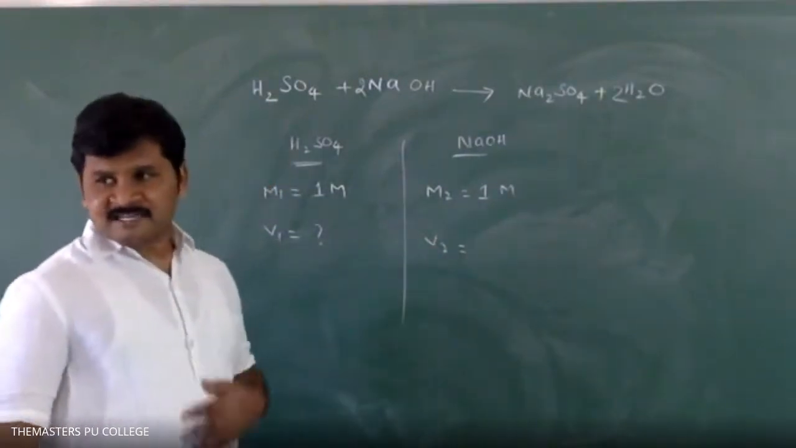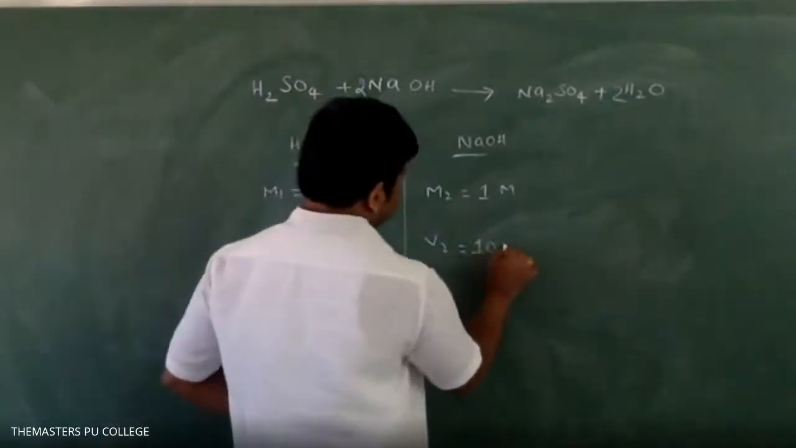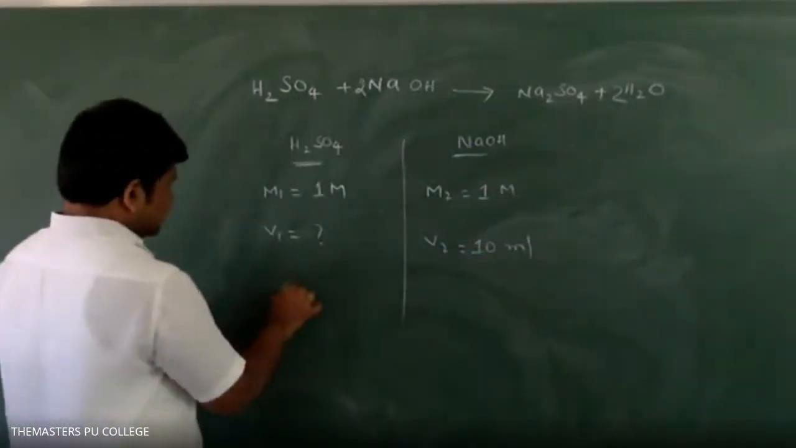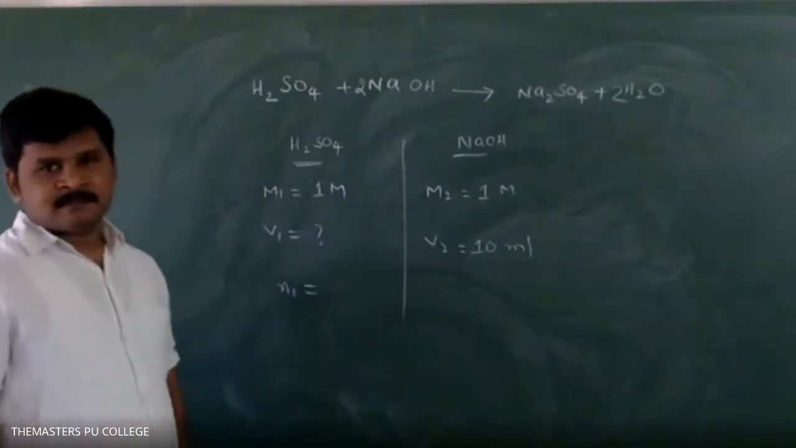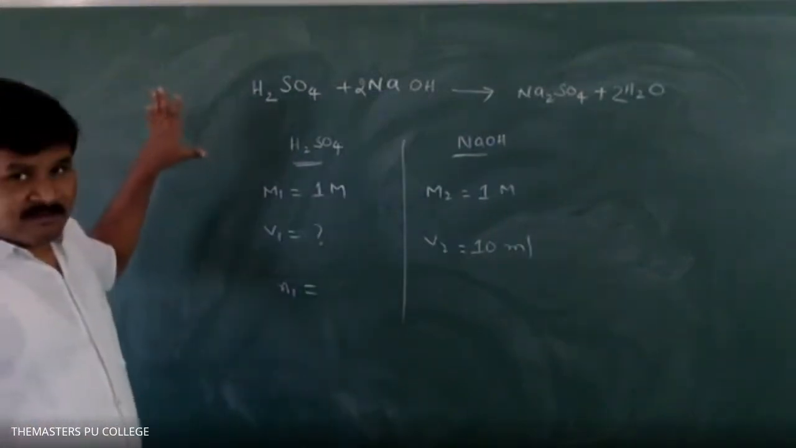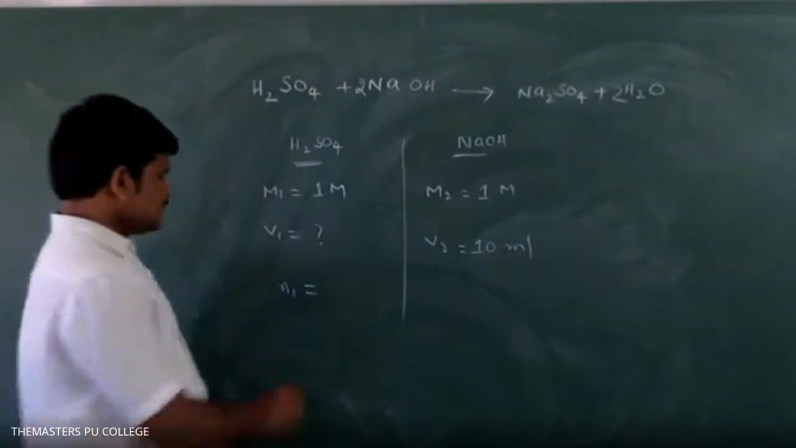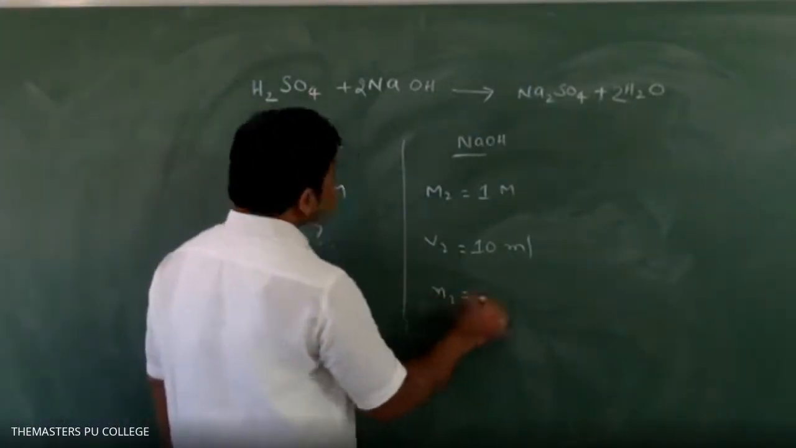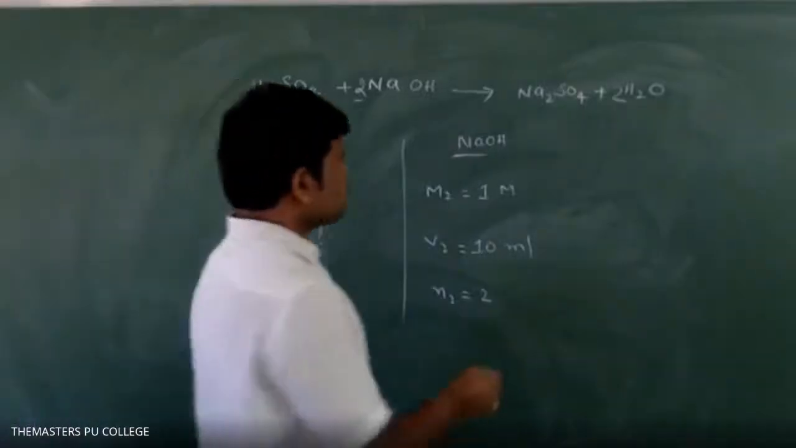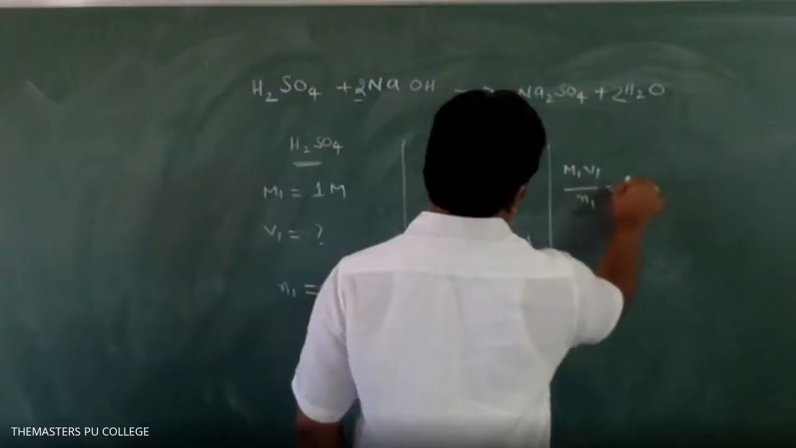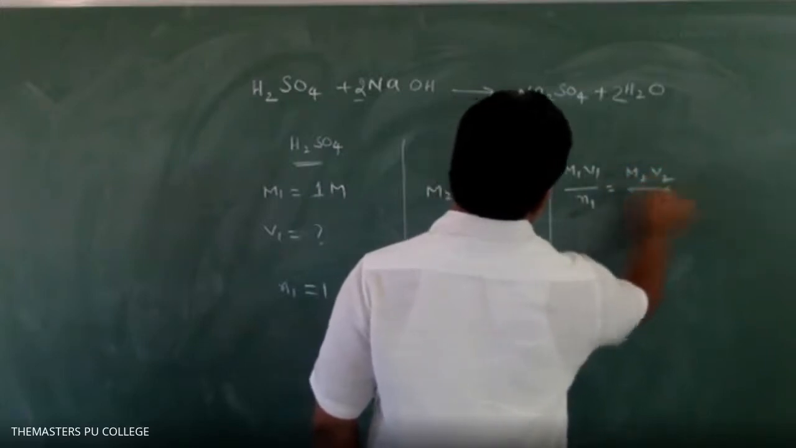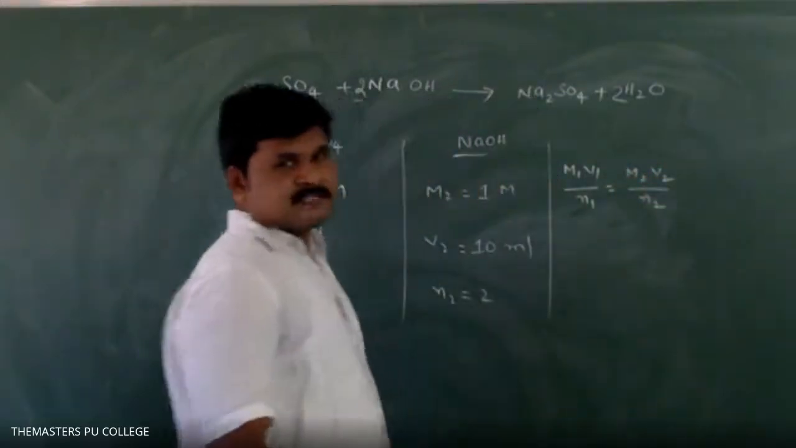10 ml of NaOH. Next, N1 is equal to? How to say N1 based on this? One. H2SO4 coefficient is only one, so N1 is equal to 1. N2 is equal to 2. Formula: M1V1 by N1 is equal to M2V2 by N2. Please apply.